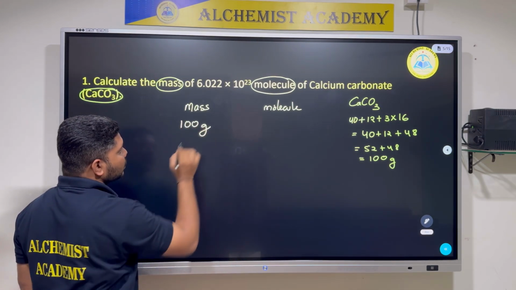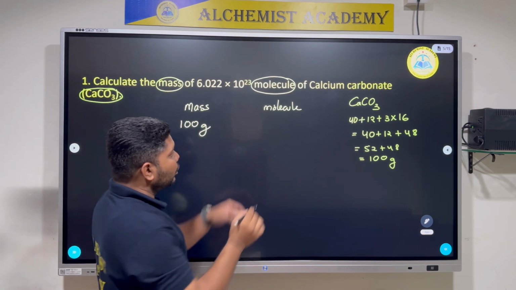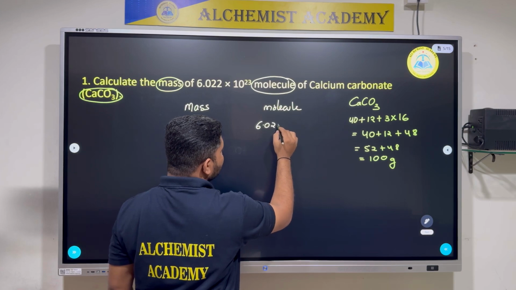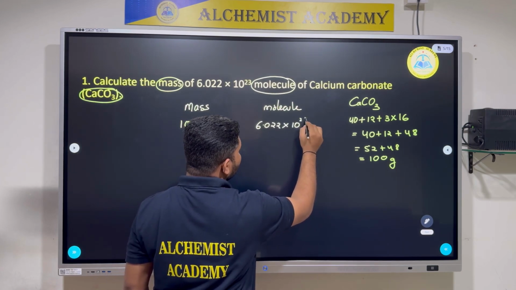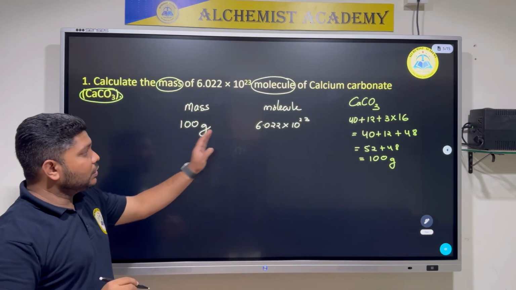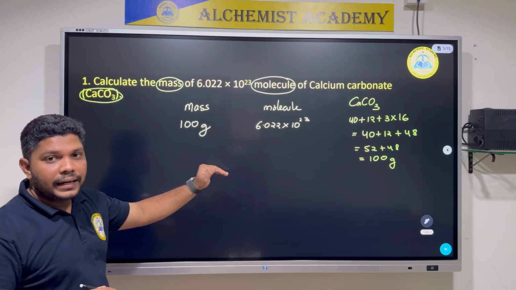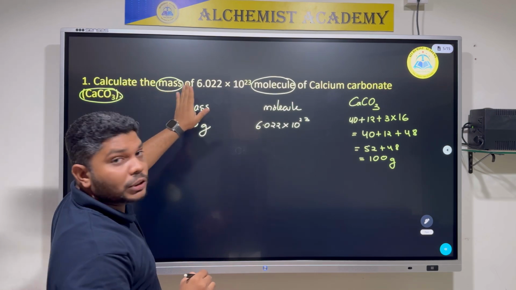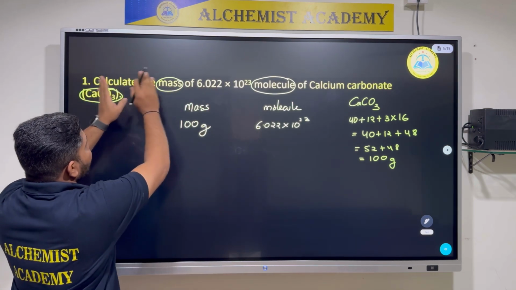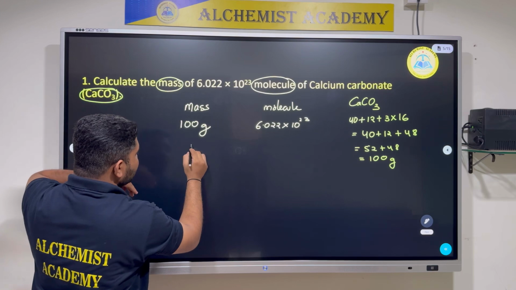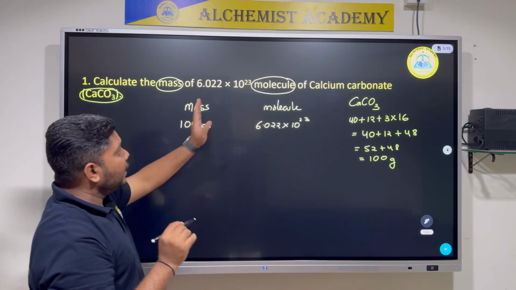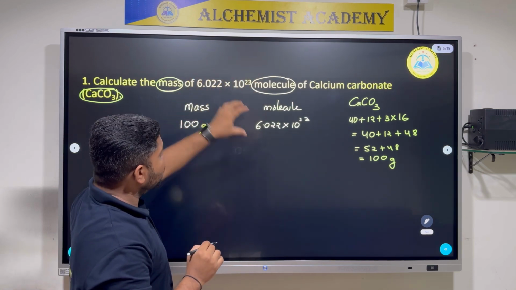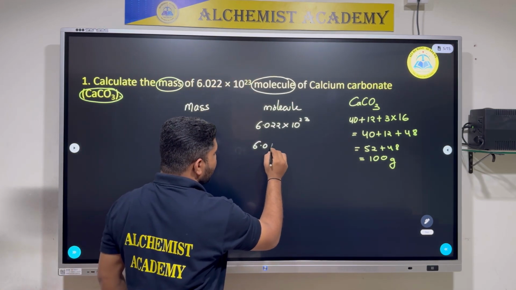So standard is how much? 100 grams. Whereas molecule standard is how much? Avogadro's number, right? So it is 6.022 into 10 raised to 20. Okay. Now this is your standard. Now we will write as per this problem. So problem says what? Calculate the mass of. What they are telling you to find out? Calculate the mass. So this side I will put a x. And what they have said, these many molecules. So what is given? Molecules are given. So that molecules I will write this side.